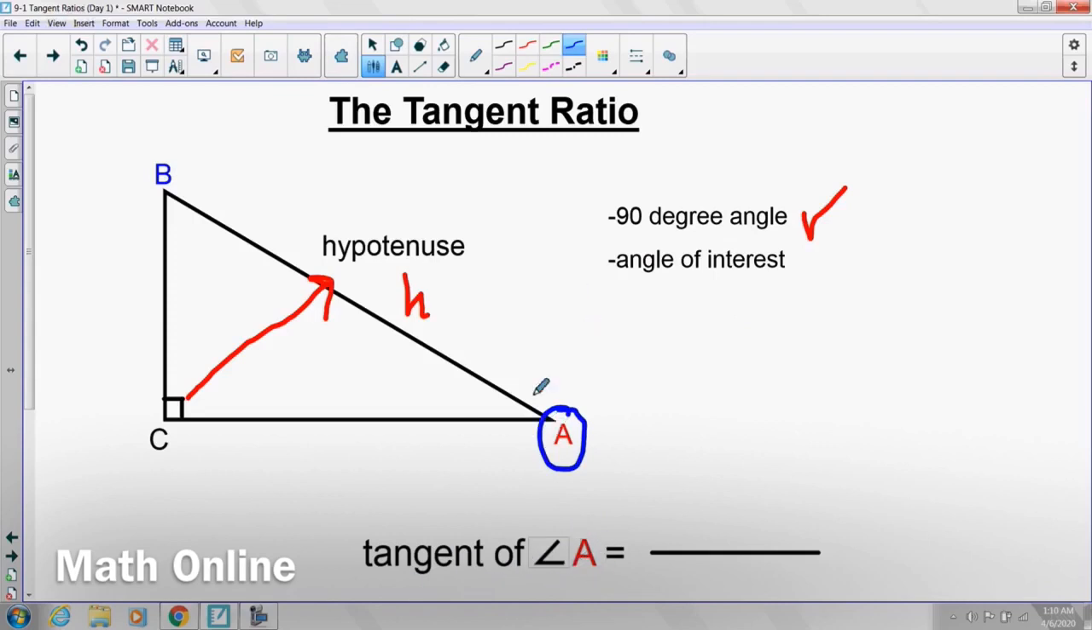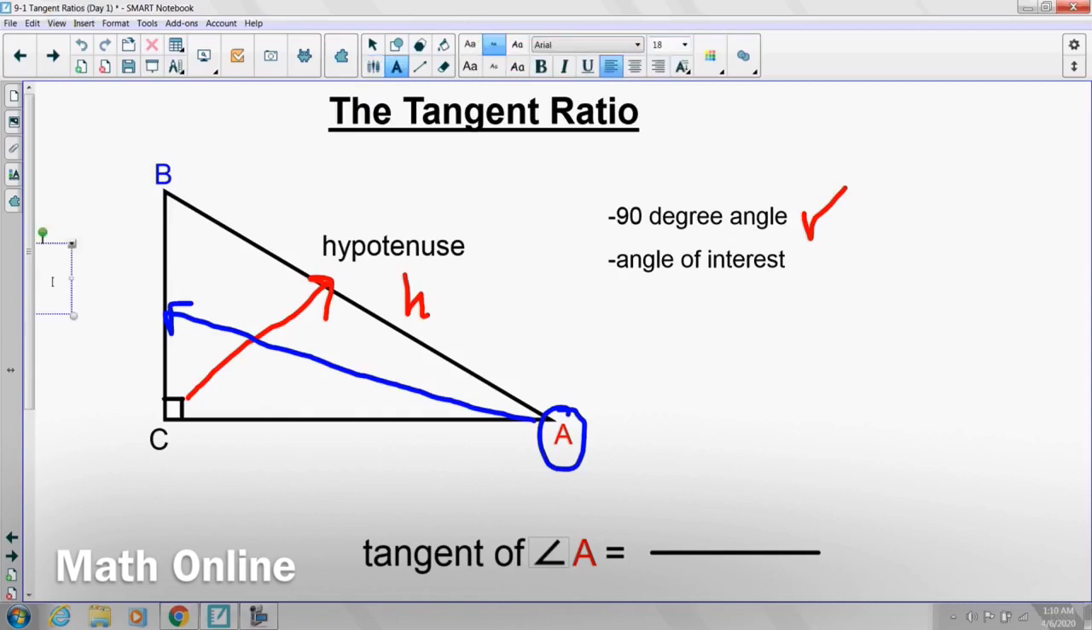So across the angle of interest, this works all the time, guys. Here it is. Please listen. Across the angle of interest, you will always find the opposite side. Okay, so let's label this with the word opposite really quick, and we're going to abbreviate this with the letter O. Okay, so I'm going to use O instead of the entire word opposite. So opposite, O for opposite.